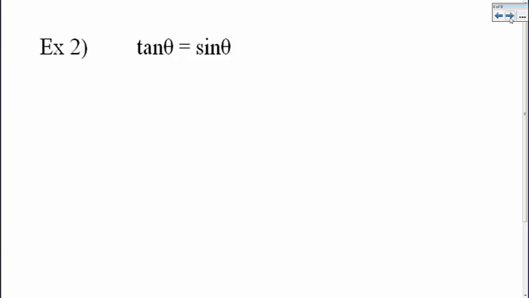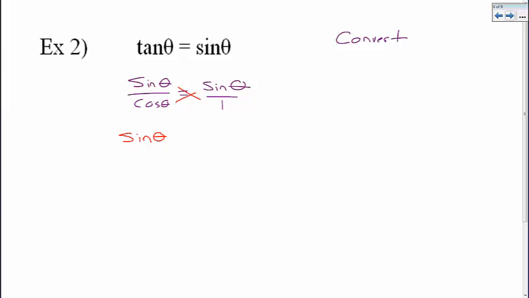In example 2, I have 2 different functions of theta. In this case, I know since I have tangent theta, I can probably use conversion to solve. So, I will convert tangent theta to sine theta over cosine theta on the left and place my sine theta over 1 on the right. Now, in order to solve, I will need to cross multiply. On the left, I will have sine of theta, and on the right, I will have sine of theta times the cosine of theta, or cosine theta times the sine of theta. Either way is fine.